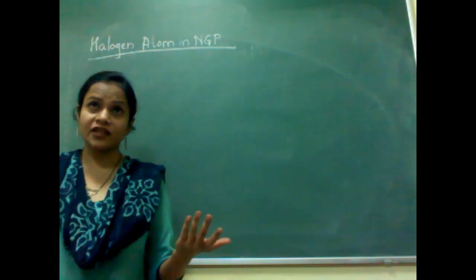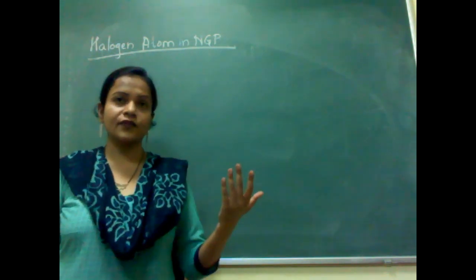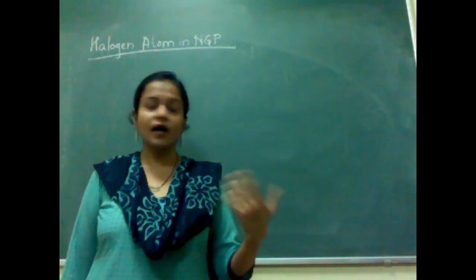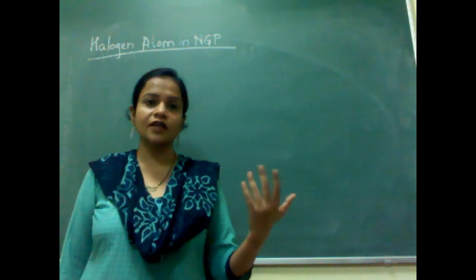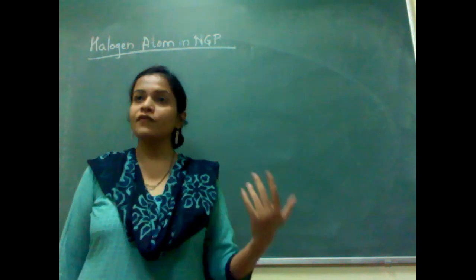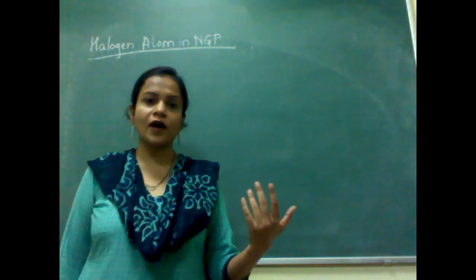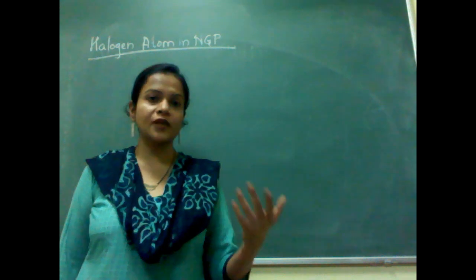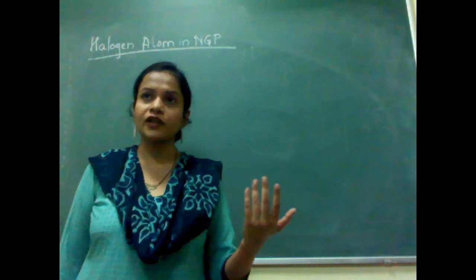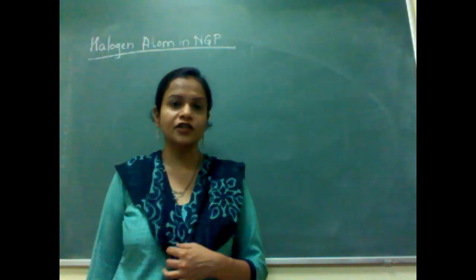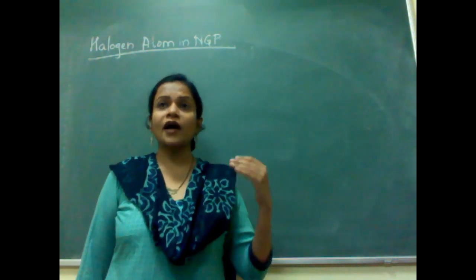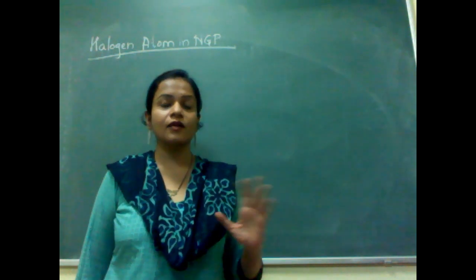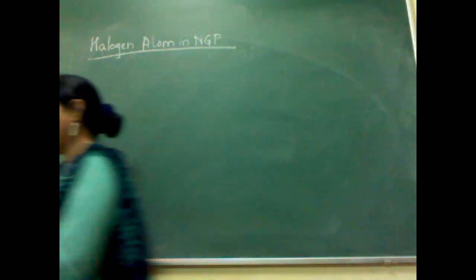So let us try to see what all the things are that we have discussed in neighboring group participation so far. Okay, we have seen neighboring group participation due to sigma as well as pi bonds. We have also seen neighboring group participation due to non-classical carbocation. We have seen neighboring group participation due to lone pair of electrons, and we have also seen neighboring group participation due to phenyl group. Now in today's class, let us try to see how exactly these halogen atoms are assisting in neighboring group participation.